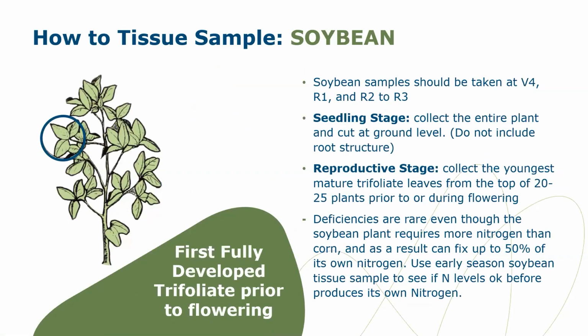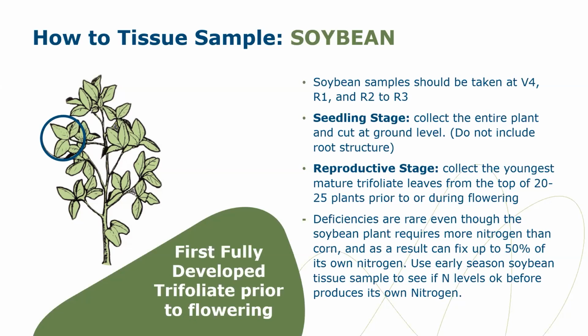Soybean samples should be taken at V4, R1, and between R2 and R3. At the seedling stages, you collect the whole plant just like the corn. Cut it off at the ground level. Don't include the root structure, and make sure you don't have any soil particles on it. And then at the reproductive stages, you collect the youngest mature trifoliate from the top of 20 to 25 plants prior to flowering, as shown in this picture. And if you want to get more than 20 to 25, more material can't hurt.